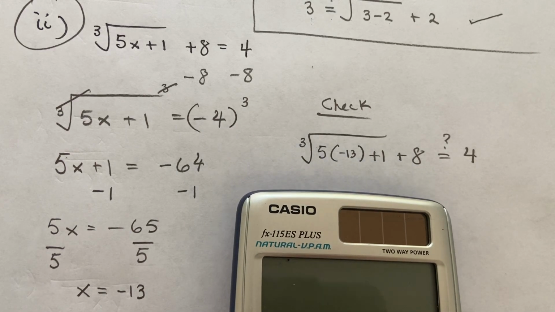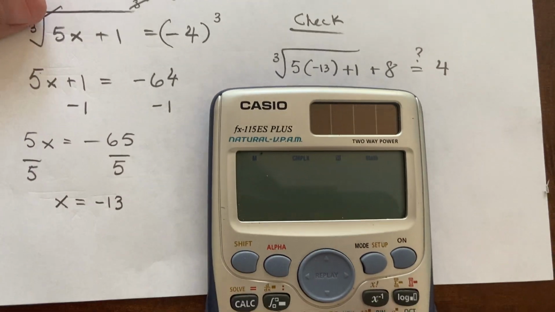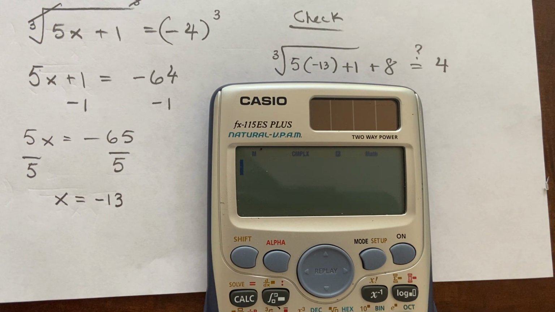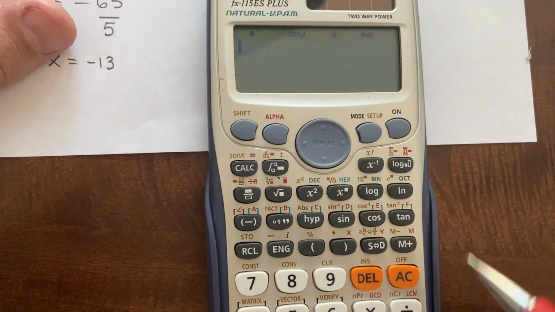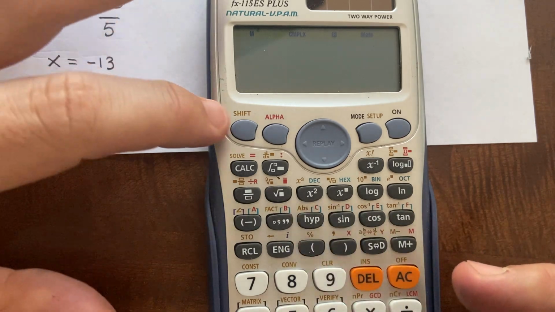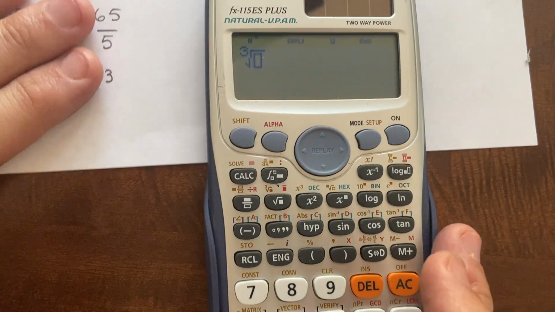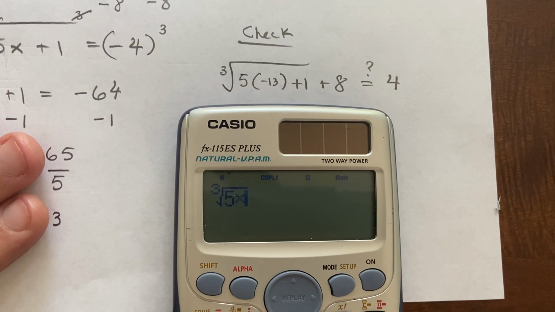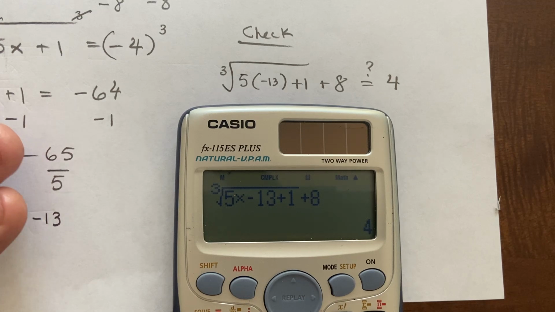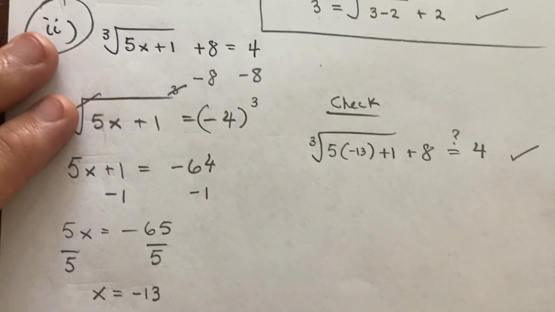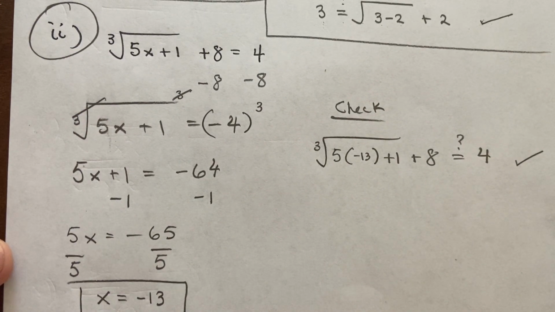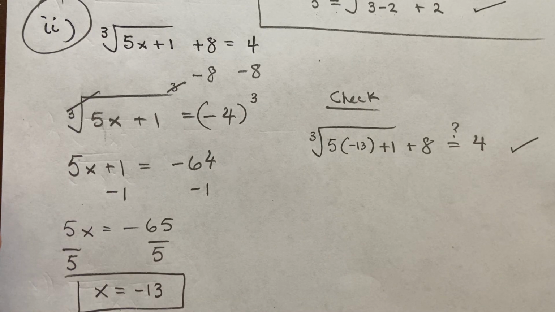All right, so on the calculator, I'm now typing this in. So cube root, you can find that right here. So right there is the cube root. So I'll need to go shift square root, and then a cube root pops up. 5 times negative 13. Then add 1, scroll outside of the root, add 8. We're looking for a 4, and we do have a 4. So this means that negative 13, that is the solution. So that was number 6, part 2.